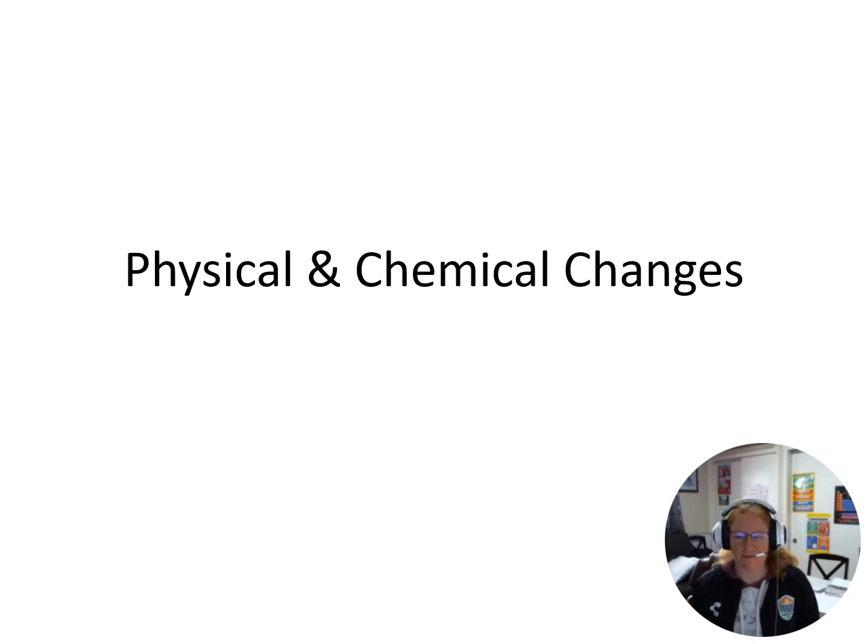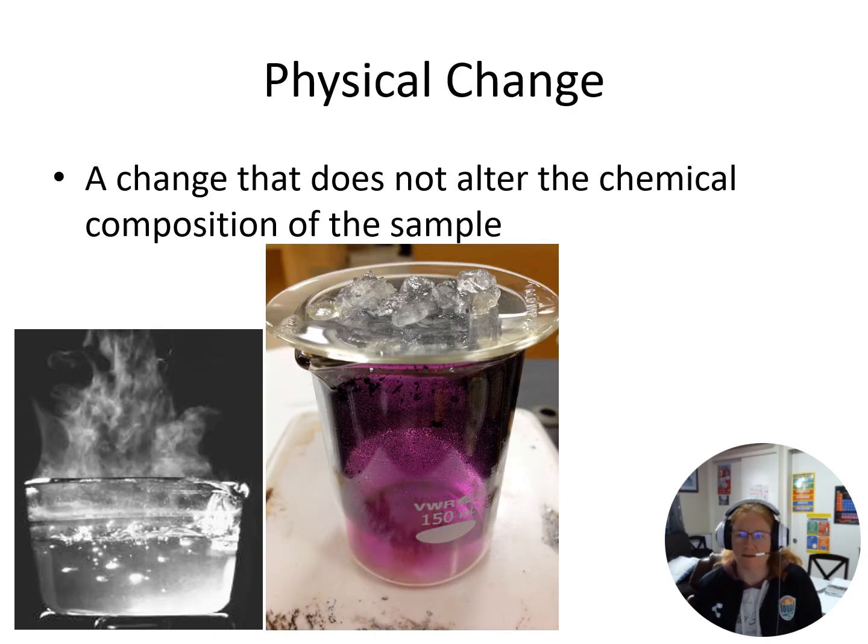Now that we understand what physical and chemical properties are, let's take a look at physical and chemical changes. So a physical change doesn't alter the chemical composition of the sample. In this picture right here, we've got some water boiling. Liquid water is H2O. Gaseous water is still H2O. So I haven't altered the chemical composition of that substance by boiling it. All I've done is change the state that it's in.